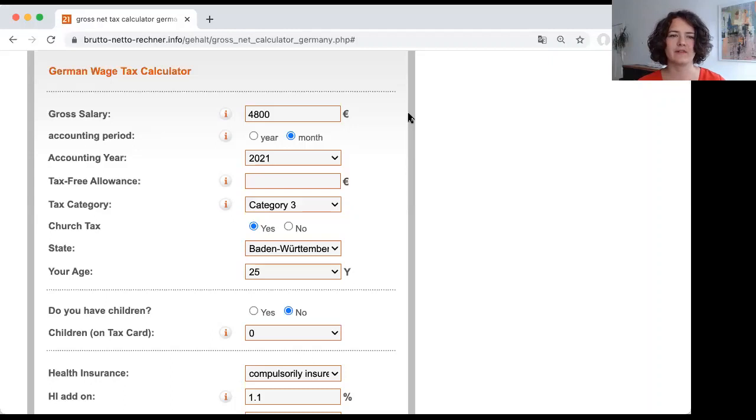And then there's the first thing that's sometimes confusing. Here it asks for a tax-free allowance. So in Germany, if you have a lower level of income, and also if you fall into a certain group, for instance, if you are a student, you have a tax-free allowance where you don't have to pay income tax, and also don't have to pay certain contributions.